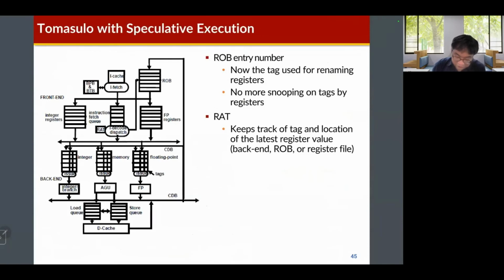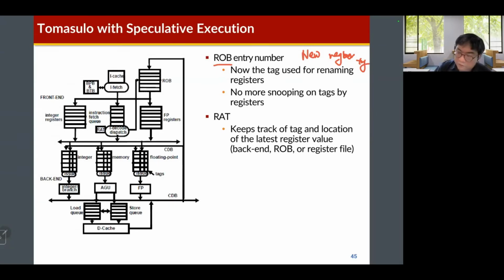Okay, here. And then we use the ROB entry number for the new register tag. What does it mean? So I already explained that with the Tomasulo algorithm, we can solve WAW hazard and WAR hazard. And in order to solve the WAW hazard or WAR hazard, we need to rename registers, because the registers have different values, but the destination register is the same for the different instructions. But if you distinguish these destination registers with register renaming, we can solve WAW hazard or WAR hazard.